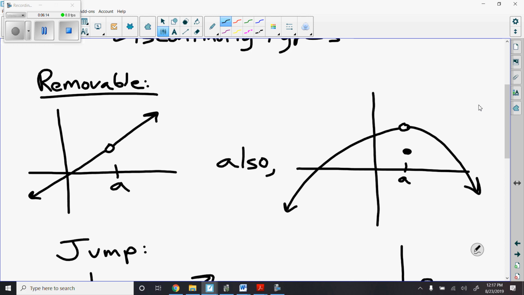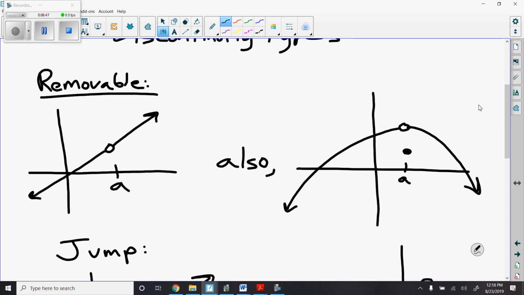What do you notice in these pictures? Well, if we think about our 3 steps to proving continuity at a point, the first step is the limit must exist. Take a look at these graphs. Do the limits exist in these graphs? The answer is definitely yes, because the right hand and the left hand limits are going to be equal in both of these cases. So we know a removable discontinuity must pass step 1 in proving continuity at a point.